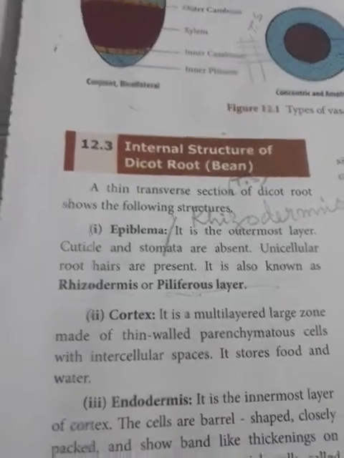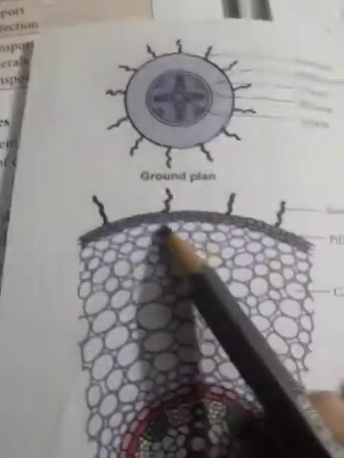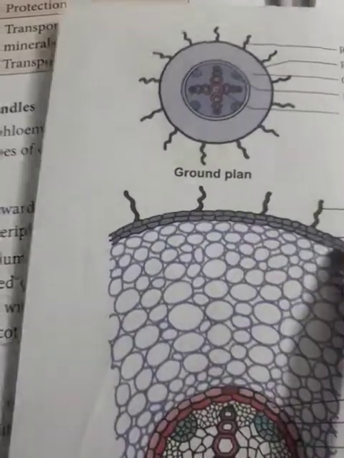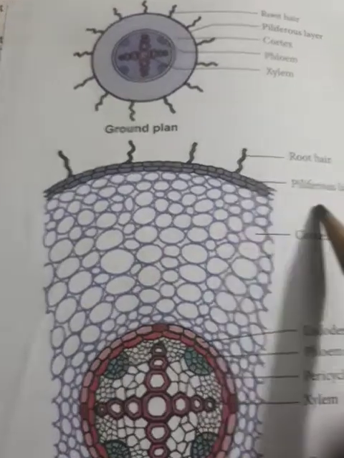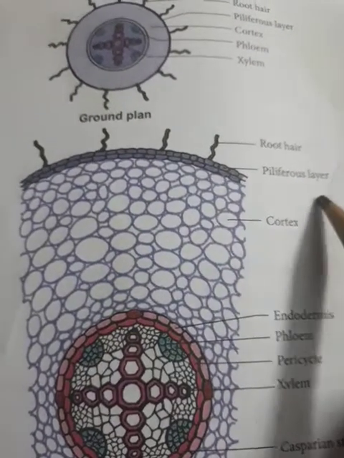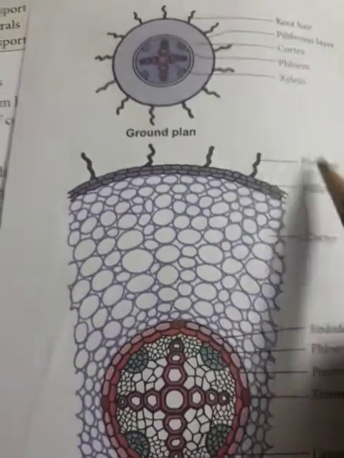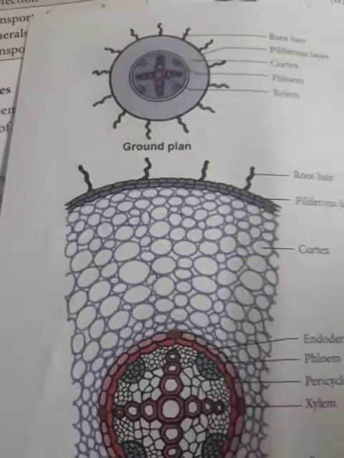Now the second part is called the cortex. With the diagram we will come. Now this is the diagram. If we see, this is called the epidermis. It is the outer epiblema. It is written piliferous layer. It is also called epiblema. Root hairs are present, cuticle and stomata absent.